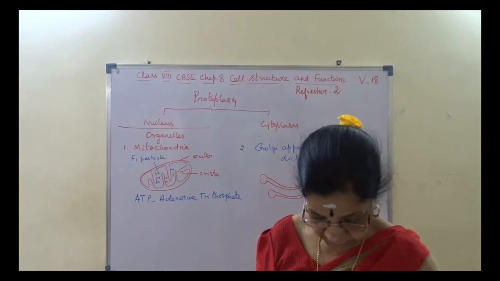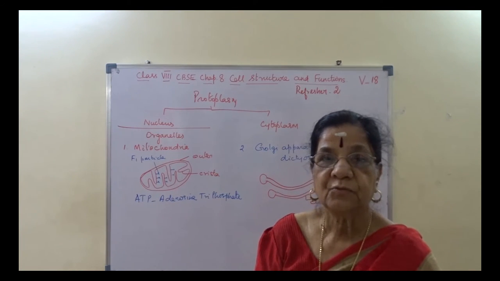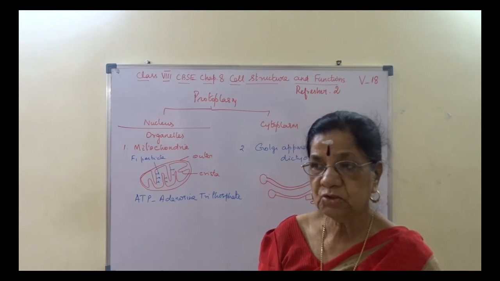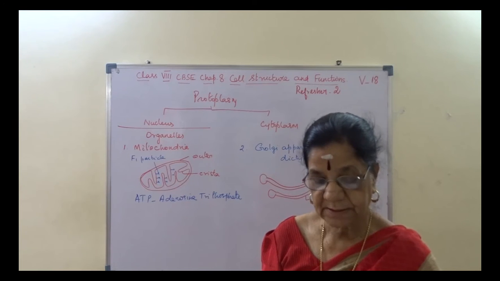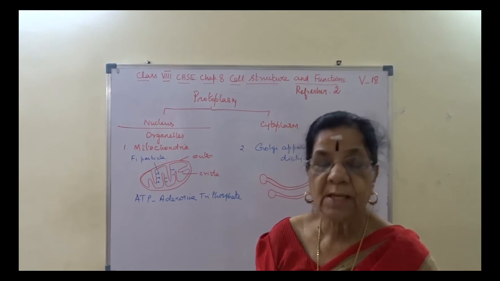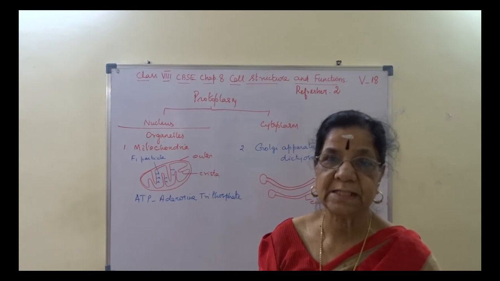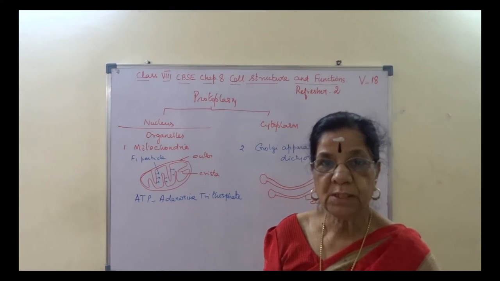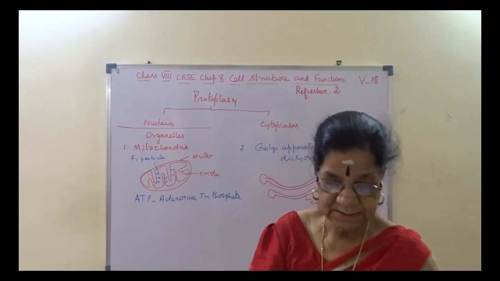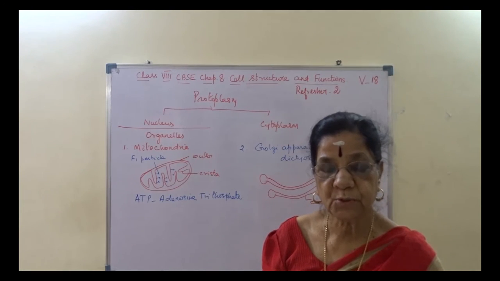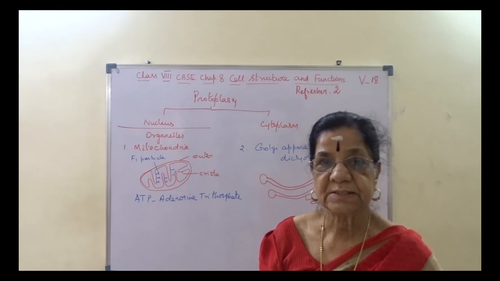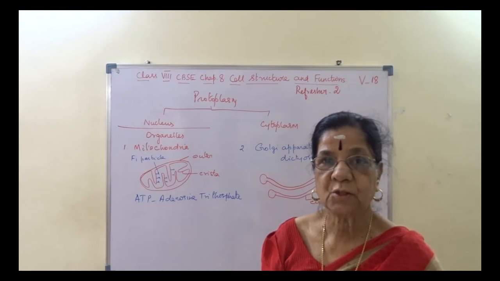Right? They work closely with the endoplasmic reticulum, and they form packages in the form of vesicles or cisternae. Vesicle means globular structure, cisternae means flattened structure, and they transport nutrients to various parts of the cell. So this is the structure of the Golgi complex.